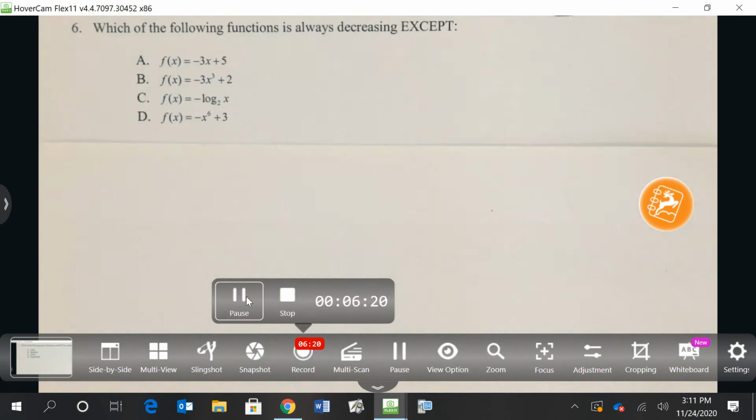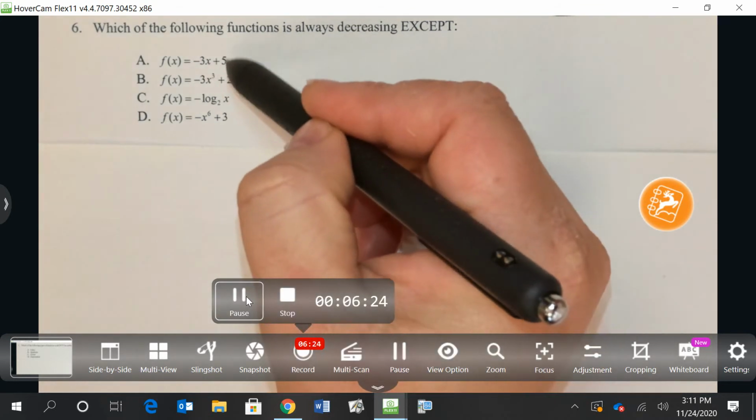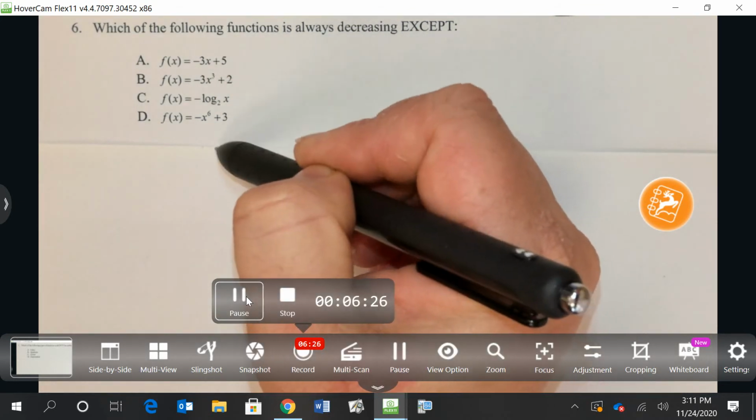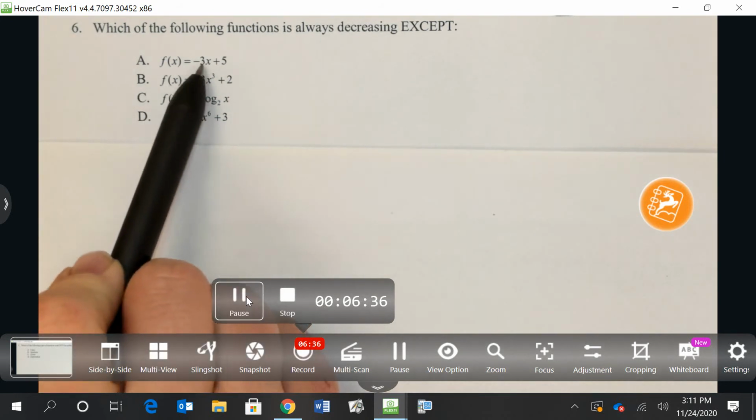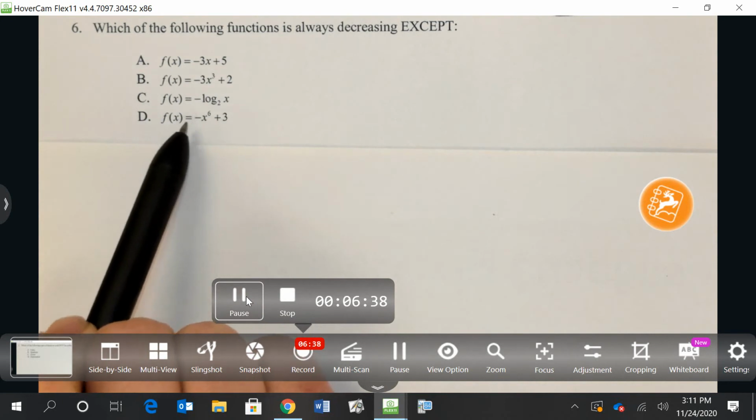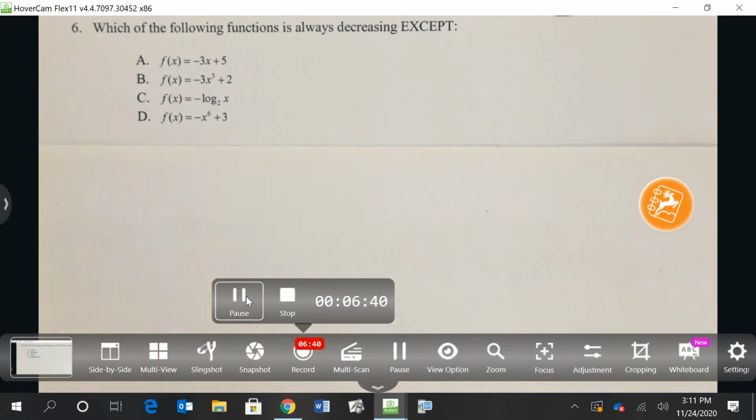Which of the following functions is always decreasing except for, so one of these does not always decrease. The rest of them are always decreasing. So again, some of you may already understand some of the basics of these specific functions like cubic and linear, logarithmic, even degree function. But another way you can do this is you can simply plug it into Desmos. And so that's what I'm going to do right now.